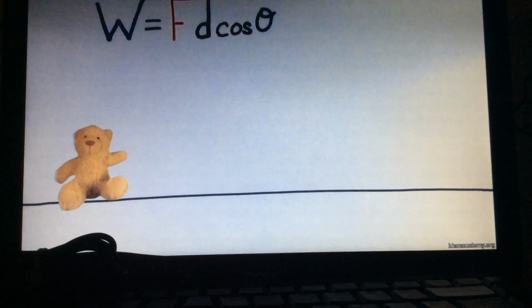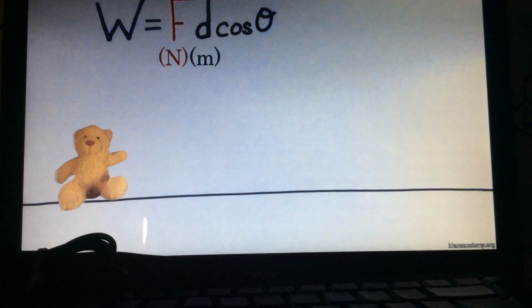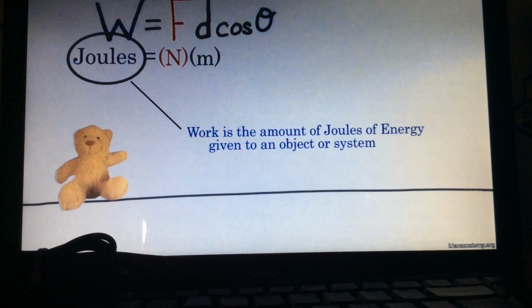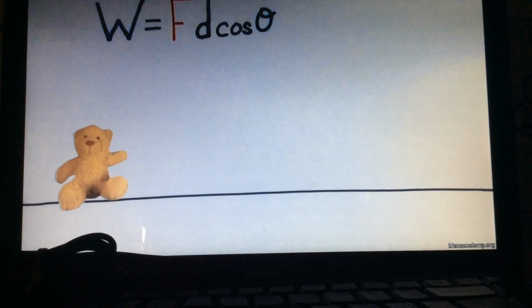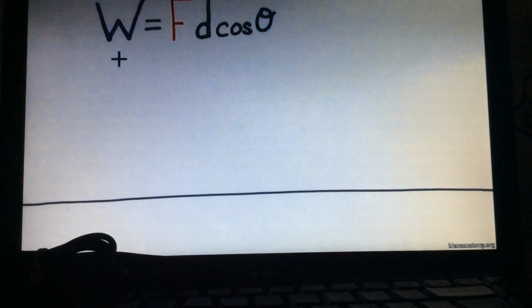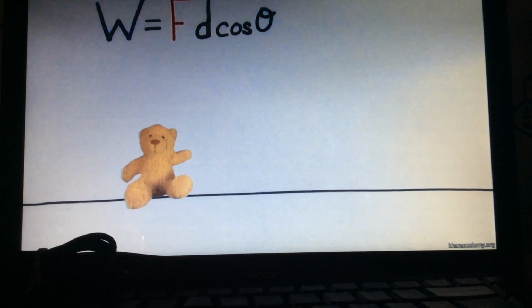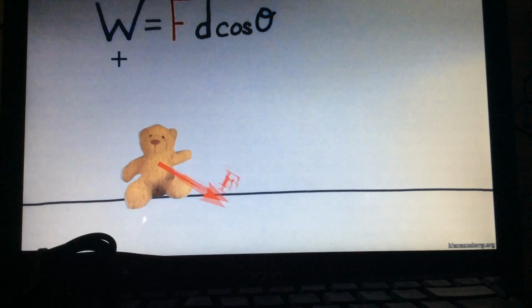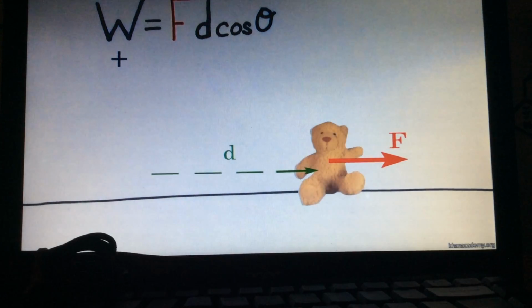We notice a few things about this formula. The units for work are newtons times meters, which we call joules. Joules are the same unit that we measure energy in, which makes sense because work is telling you the amount of joules given to or taken away from an object or a system. If the value of the work done comes out to be positive for a particular force, it means that force is trying to give the object energy. The work done by a force will be positive if that force or a component of that force points in the same direction as the displacement.